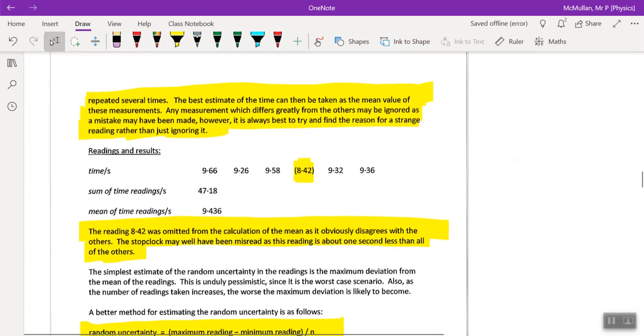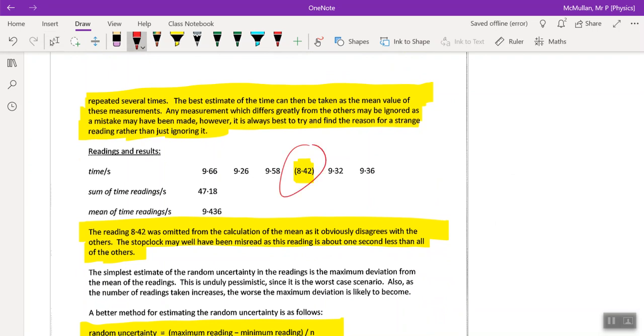So if you look at these readings here, 9.66, 9.26, 9.58, 8.42, 9.32, 9.36. It's clearly obvious that this was a reading that we didn't do correctly. So you would work out your average from the other values. This reading was omitted as it obviously disagrees. The stop clock may well have been misread at that time.